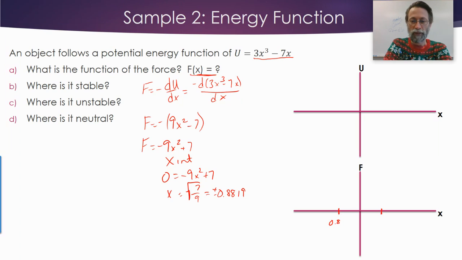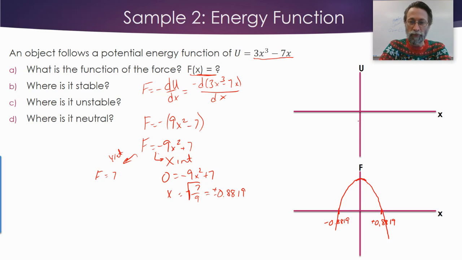So negative 0.8819 and positive 0.8819. Then I can look at the y-intercept. For the y-intercept, I'm just going to set my x value equal to 0. When I do that, I end up with a force of 7. So up here at the top of this, I'm going to have a 7. I know that it's going to curve this way. It's my parabolic function that's going to do that.